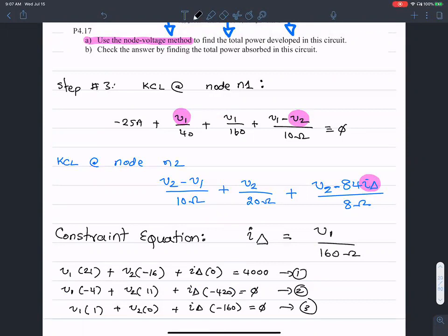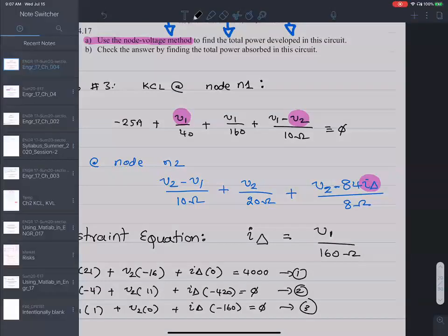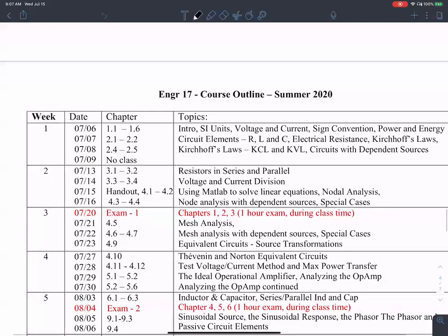Other questions, please. All right, so that's the KCL. Let me go back to the syllabus and catch up on where we are. Today is the 15th, and we're supposed to talk about solving linear equations, nodal analysis. Today is the 15th, right? Node analysis with dependent sources, special cases. So it seems that we are one day ahead of schedule.